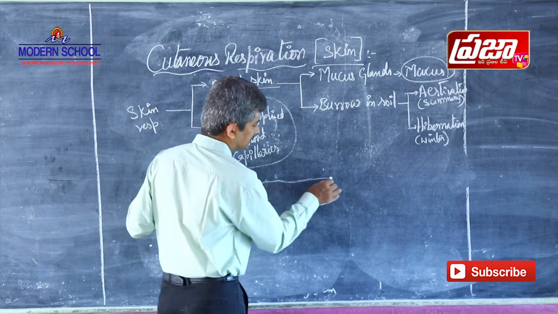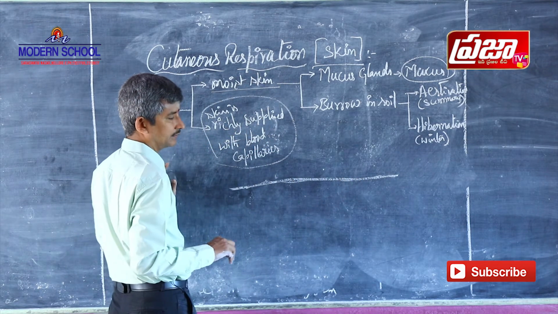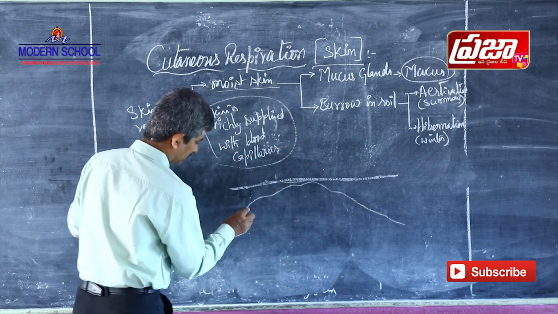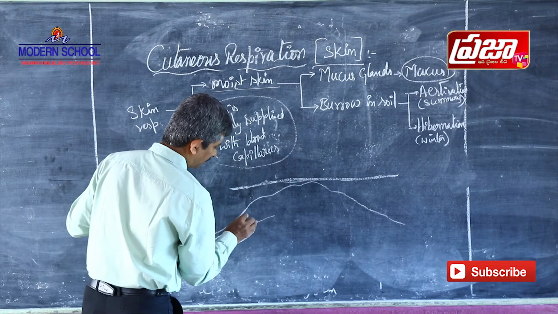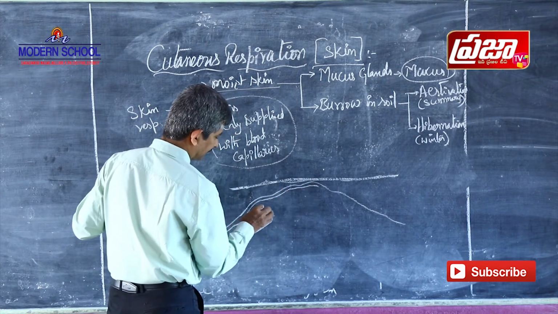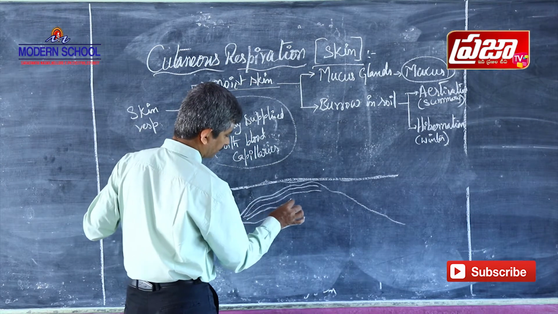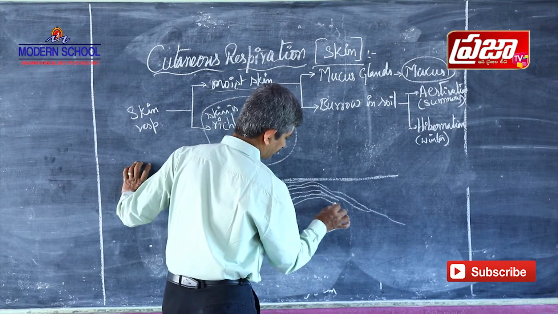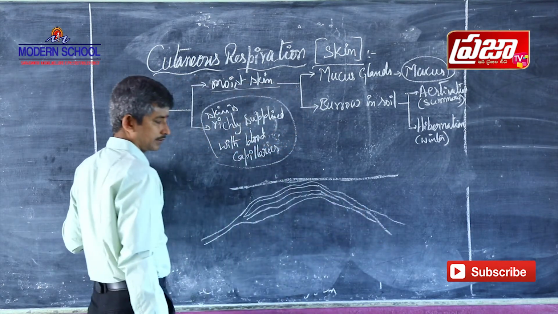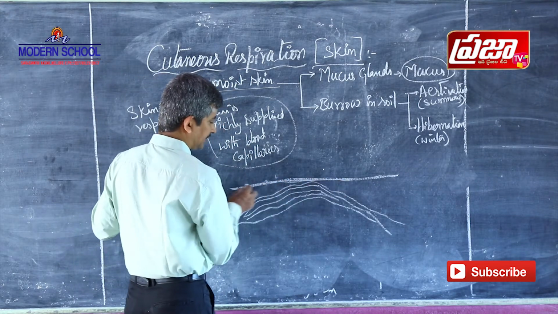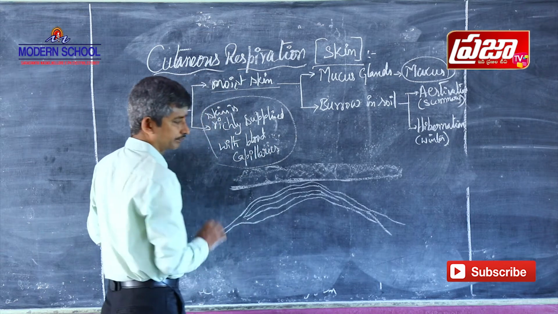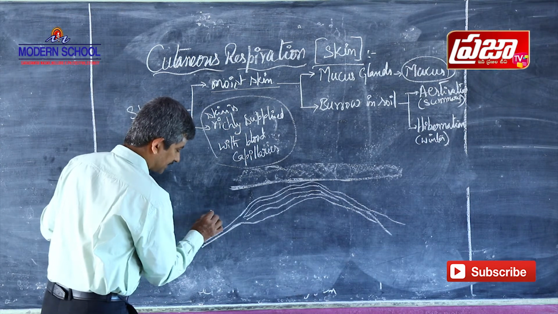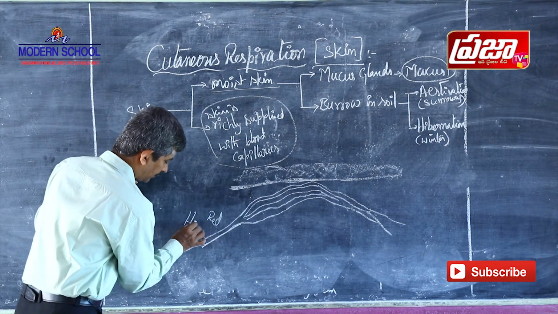Suppose this is a layer of skin, and this layer of skin is supplied with a large number of blood capillaries like this. Suppose it is a blood vessel divided into so many blood capillaries, like this. The skin will contain moisture, and the blood in these animals is red in color due to the presence of hemoglobin.